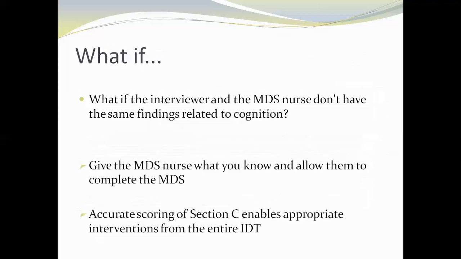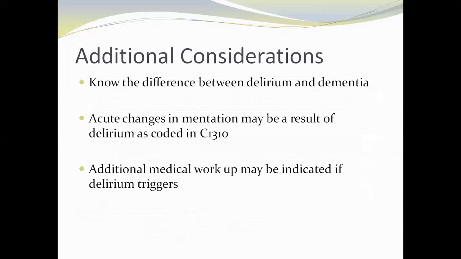So what if? We know the what-ifs happen, and if the interviewer and the MDS nurse don't have the same findings related to cognition, the interviewer wants to give the MDS nurse what they know and allow the MDS nurse to complete that MDS part of Section C, incorporating their observations and the information they've gathered. Accurate scoring of Section C is also going to support appropriate interventions from the entire interdisciplinary team. So again, accuracy is going to be essential.